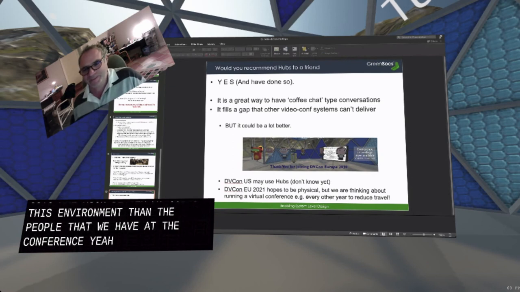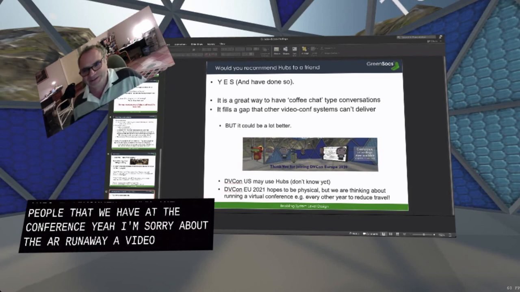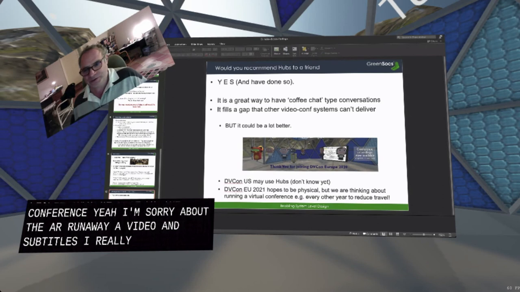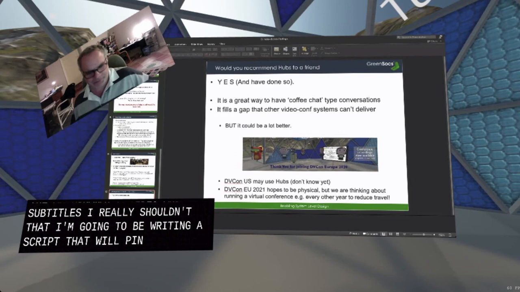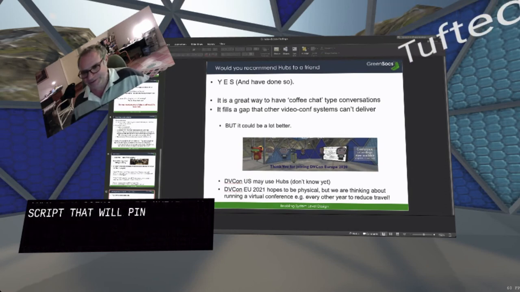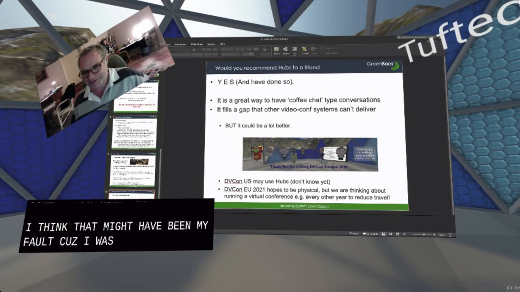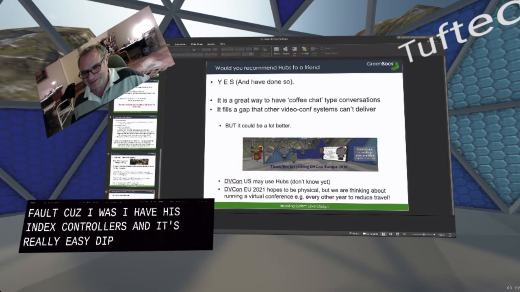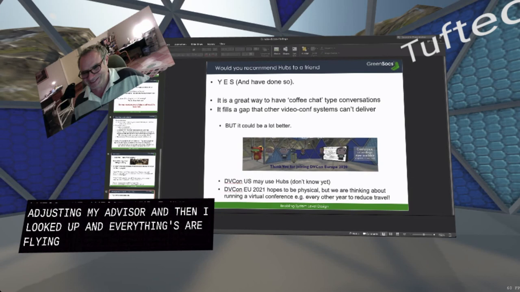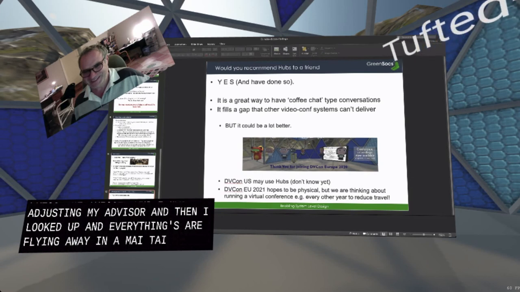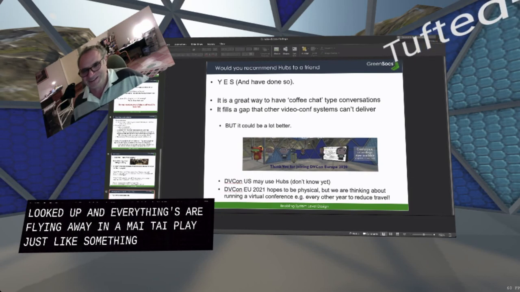Yeah, and I'm sorry about the runaway video and subtitles. I really should pin that. I'm going to be writing a script that will pin all the we have room. I think that might have been my fault because I have these Index controllers and it's really easy to accidentally press the trigger. I was adjusting my visor and then I looked up and things were flying away. I should have just pinned it.